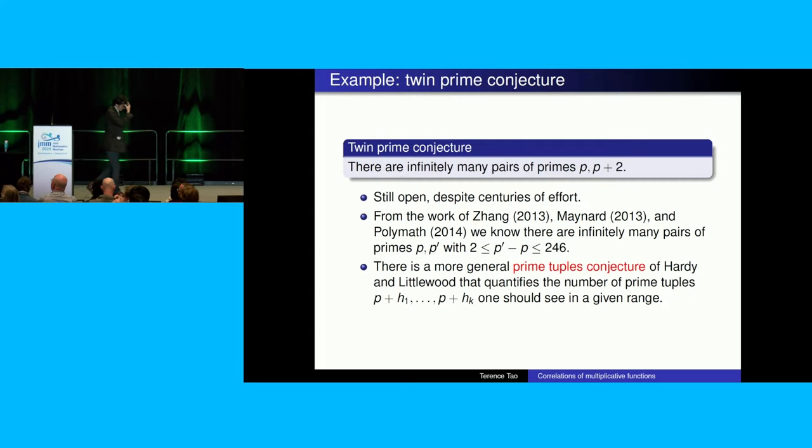Just to give you a basic example, there are many, many questions in analytic number theory that are over a century old, and we've made progress, but we cannot close a lot of questions. One of my favorite such is the twin prime conjecture, which goes back at least to Polignac in the 19th century. You all know the conjecture. There's infinitely many twin primes.